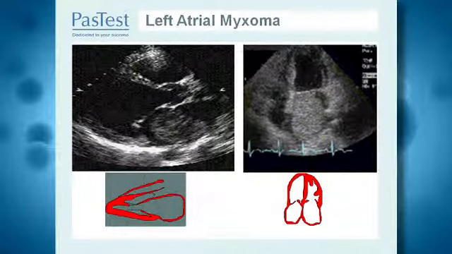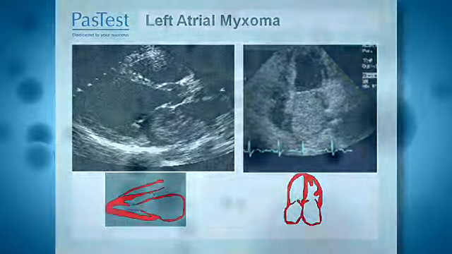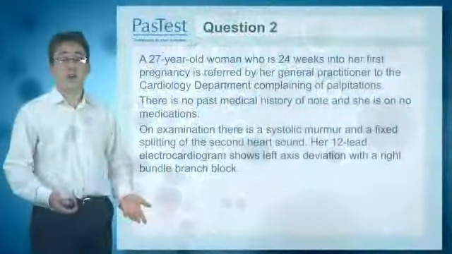If we detect this on an echocardiographic image, particularly in a patient as described in this last question, we then put the patient forward for surgery. Surgery is usually very successful and usually the tumours don't reoccur. We'll now look at question 2.